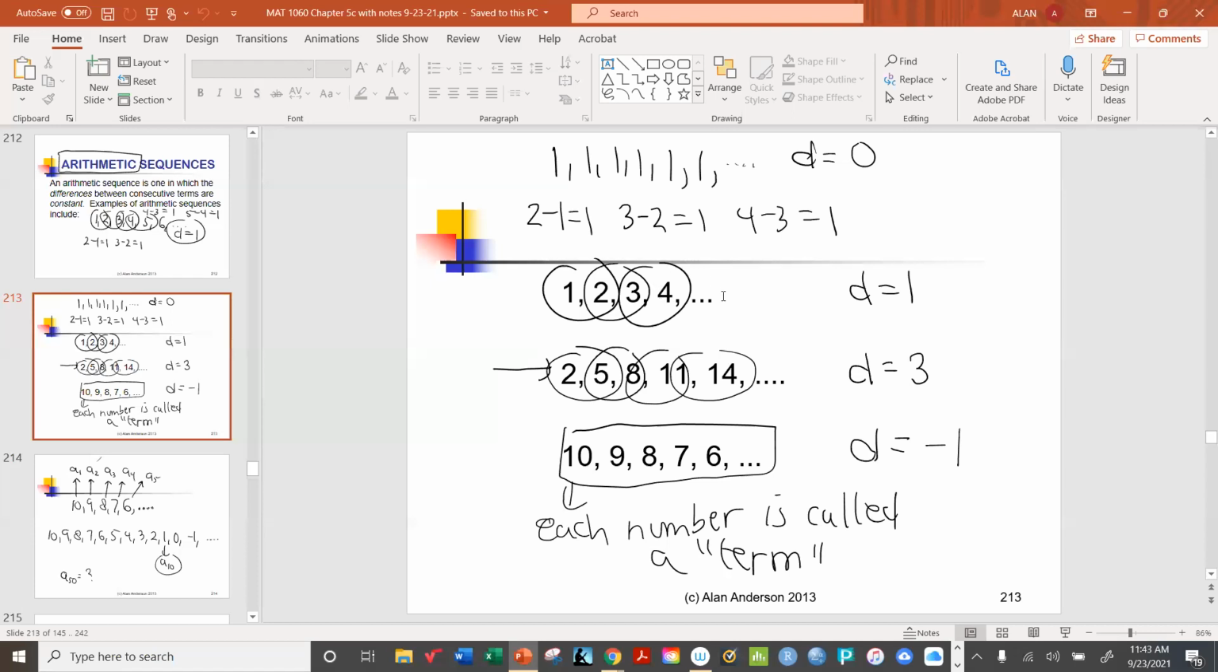Okay, so the pattern never changes. The 3 dots indicate that these go up to positive infinity in the first 2 cases and down to negative infinity in the last case. So there's an infinite number of terms in these sequences.